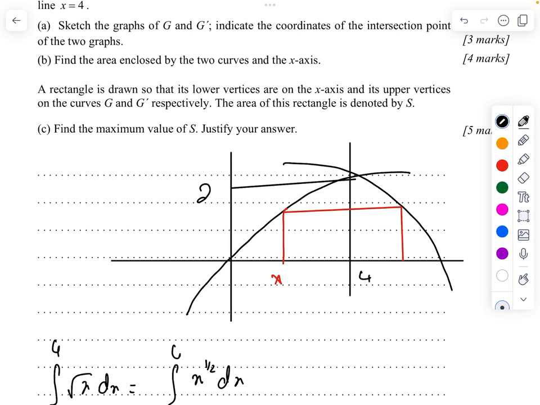Then a rectangle is drawn such that the lowest of the vertices are on the x-axis and the upper vertices on the curves are g and g prime. The area of the rectangle is denoted by s. Find the maximum value of s. Justify your answer. Now this is 4 minus x, so this part is also 4 minus x, and the height is going to be square root of x.